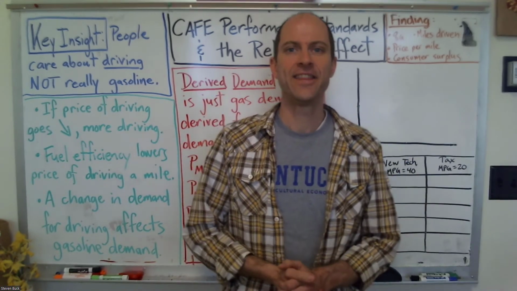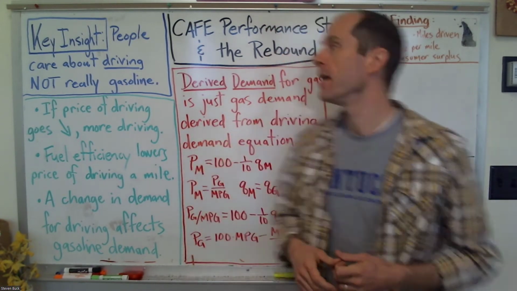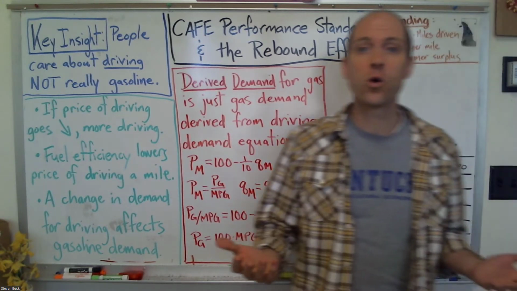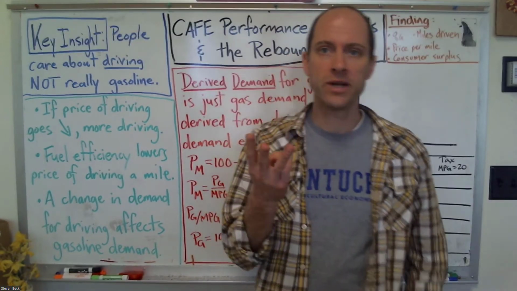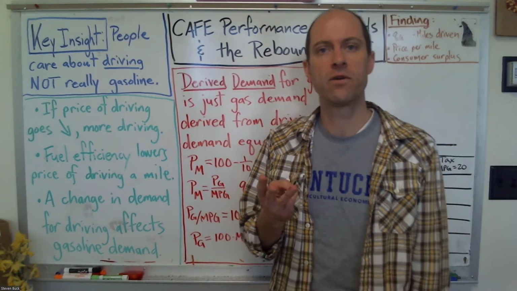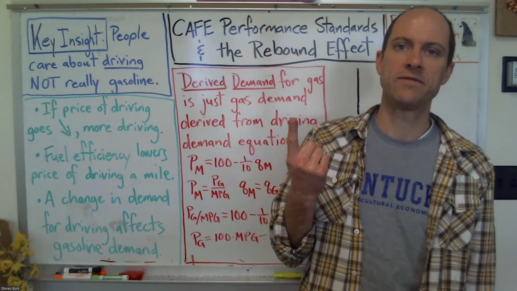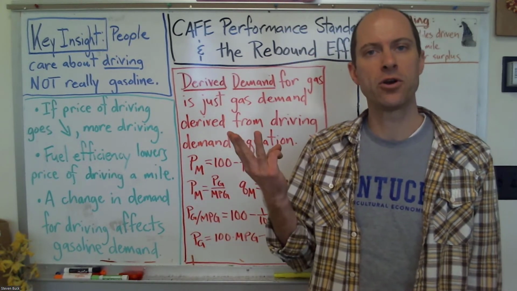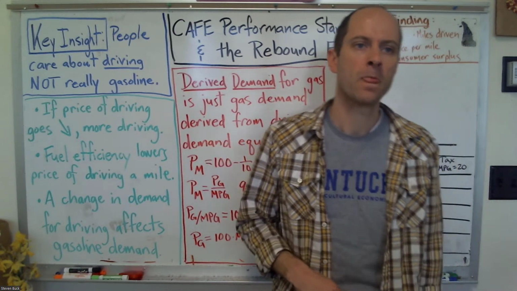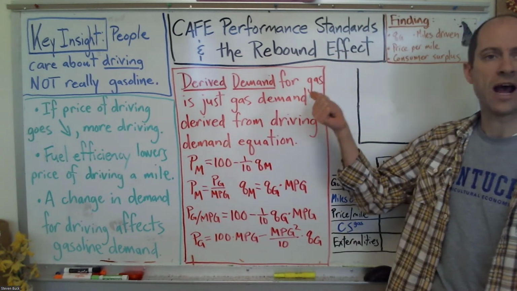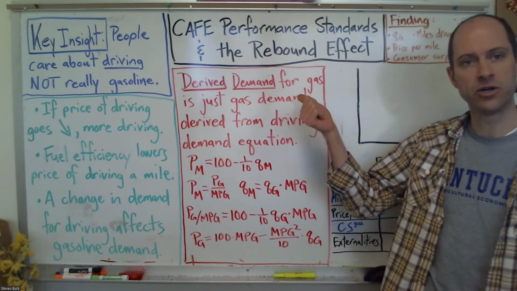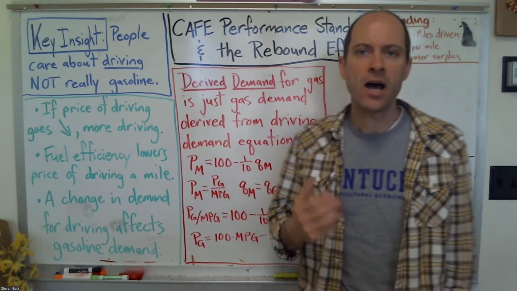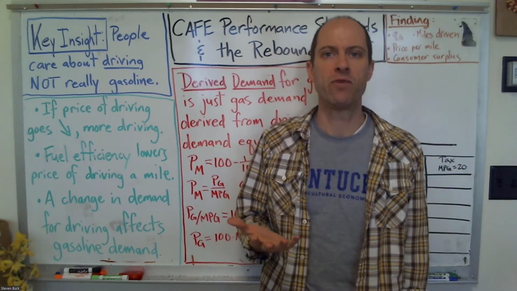Hey guys, in this video I'm going to go over CAFE performance standards and the rebound effect. In the course we've considered three different regulations for environmental policy. One is the corrective tax, another is tradable permits or cap and trade, and the third is performance standards. CAFE references the Corporate Average Fuel Efficiency standard. The rebound effect references an unintended consequence of this type of regulation.